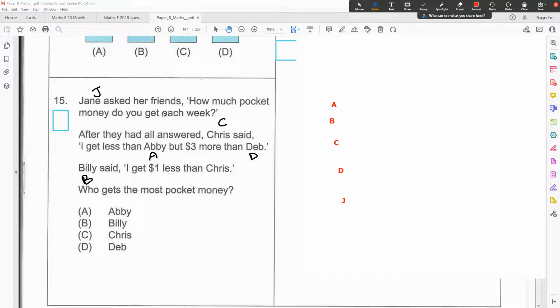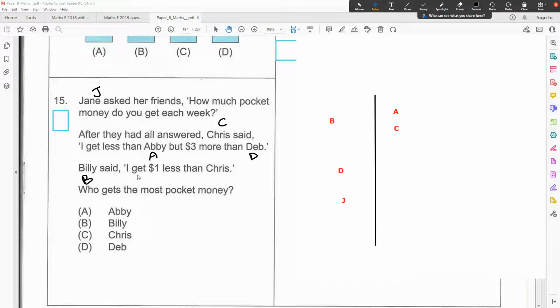So it says here from top to bottom, where top is the most. How much pocket money do you get each week? After they had all answered, Chris said, I get less than Abby. All right, so Chris is definitely below Abby. And at the same time, I'm just going to arrange it on this side. So Chris is below Abby.